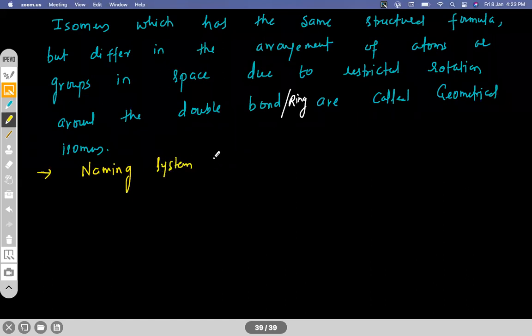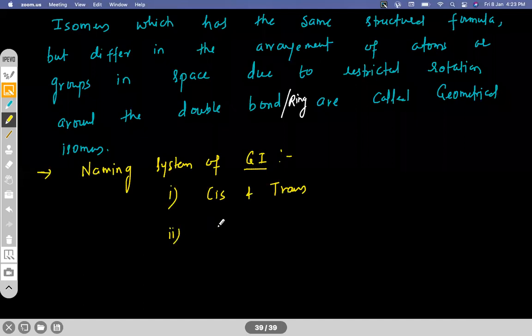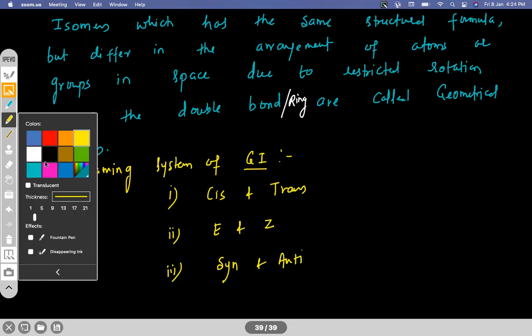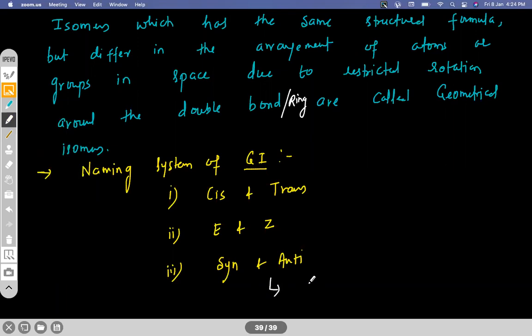Naming systems of geometrical isomers, GI. GI means geometrical isomers. Three types we have mainly. One is cis and trans. Second one is E and Z. Third one is syn and anti. Syn and anti is used when we have nitrogen present in the molecule. We use this naming system when a C=N double bond is there. Or an N=N double bond is there. In case of this also, we use the syn and anti system of nomenclature, right?